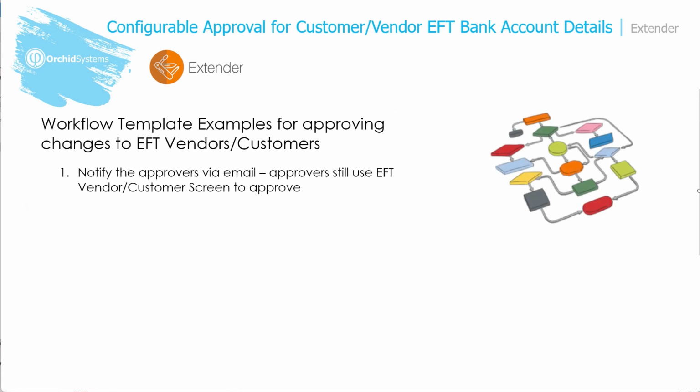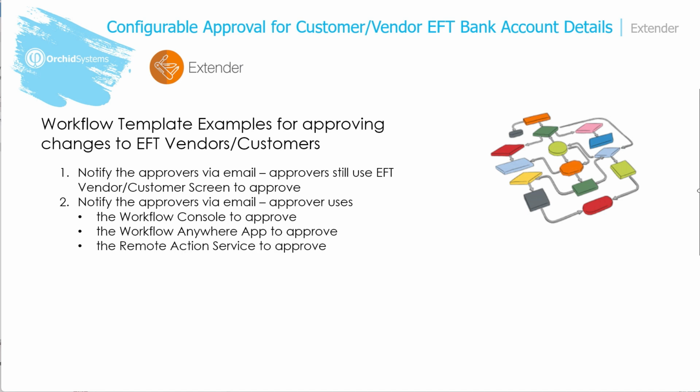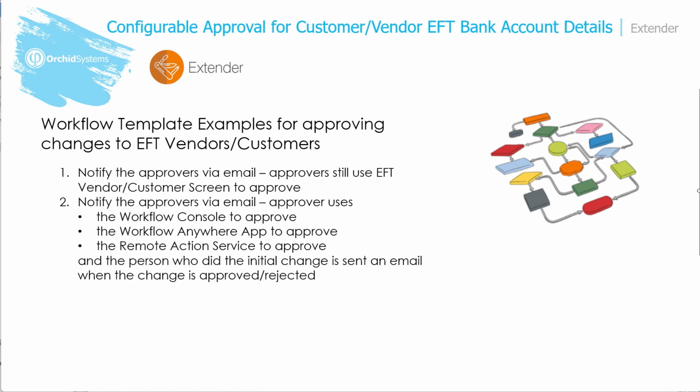We have now seen the very simple example of notifying the approvers via email when there's a record for them to approve. Now we're going to look at a second workflow template where the approvers are sent an email when there's a record waiting for them to approve, and they will be able to approve either by using the Workflow console, the Workflow Anywhere app, or Remote Action Service if they don't need to log into Sage 300 first. And then the person who did the initial change will be sent an email when the record has been approved or rejected.